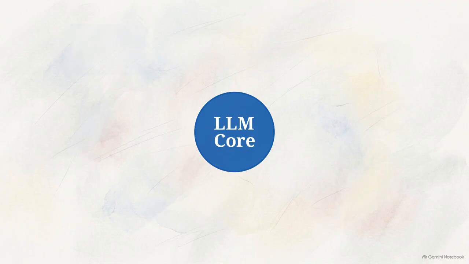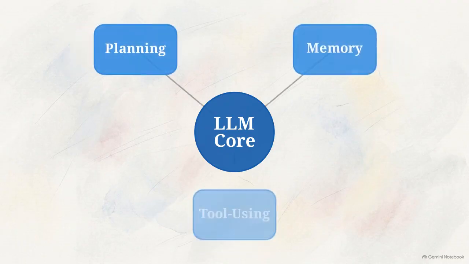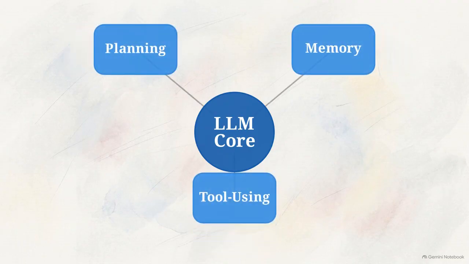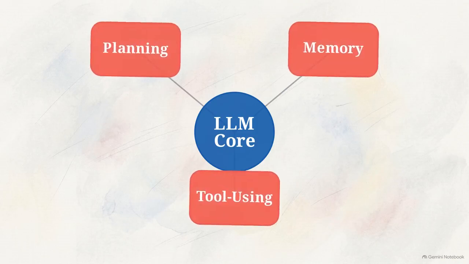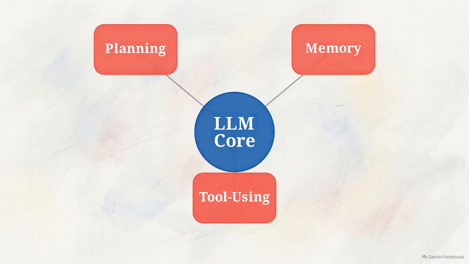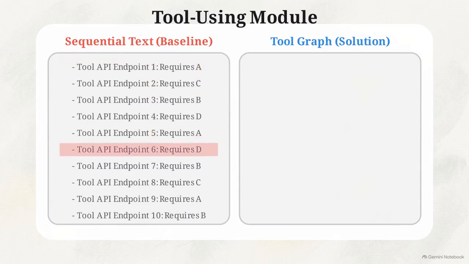This diagram outlines the standard single-agent architecture, a central reasoning LLM core flanked by three distinct components: a planning module, a memory module, and a tool-using module. As task complexity increases, baseline module performance degrades. Zooming into the tool-using module reveals its scaling bottleneck.